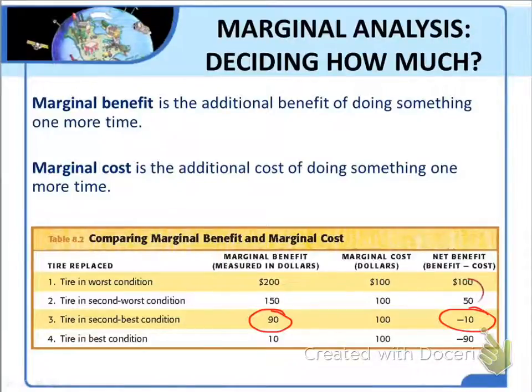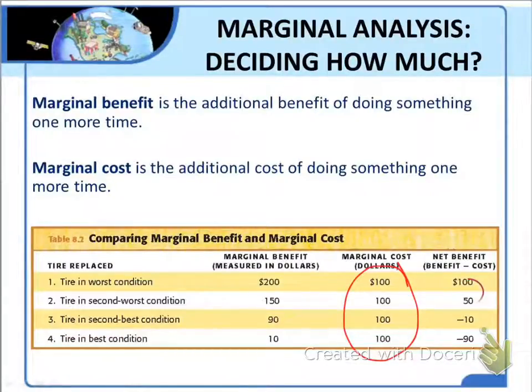The marginal benefit of the fourth new tire that we look at is just $10 because it would replace a tire that is practically brand new. The net benefit is therefore $10 minus $100, and that equals negative $90. The marginal cost of replacing each tire with a new one is $100, regardless of how many tires are replaced, because they all cost $100 apiece.